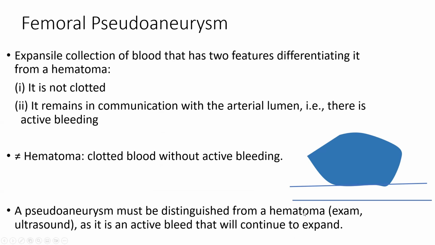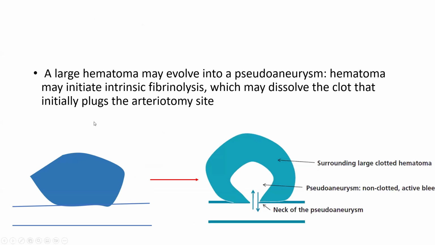A pseudoaneurysm must be distinguished from a hematoma because it's an active bleed that will keep growing. You distinguish that by examination and by ultrasound. And keep in mind that a hematoma, let's say the patient had a bleeding initially, he had a hematoma, you controlled it, you held manual pressure for 30 minutes or an hour, may become later on a pseudoaneurysm. There is a chance that part of that hematoma may initiate intrinsic fibrinolysis, which dissolves the clot that was initially plugging the arteriotomy site. So you go from this to a pseudoaneurysm.